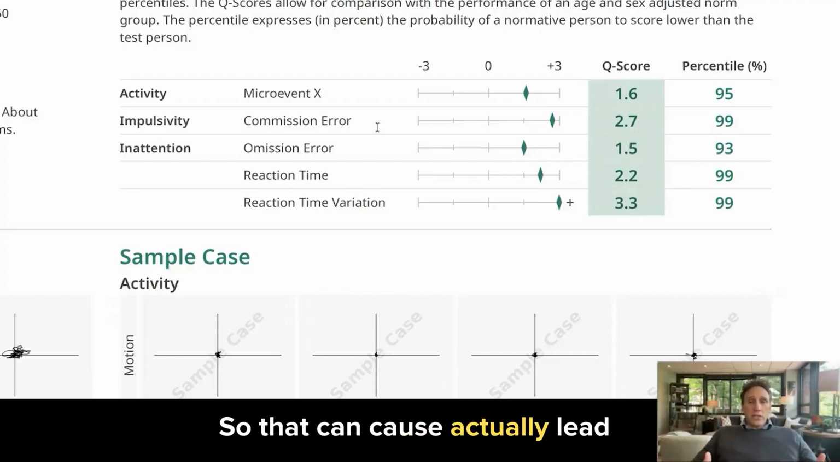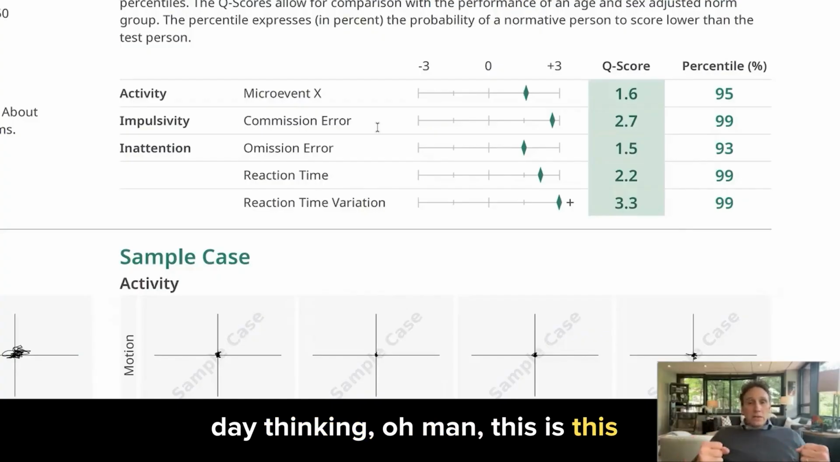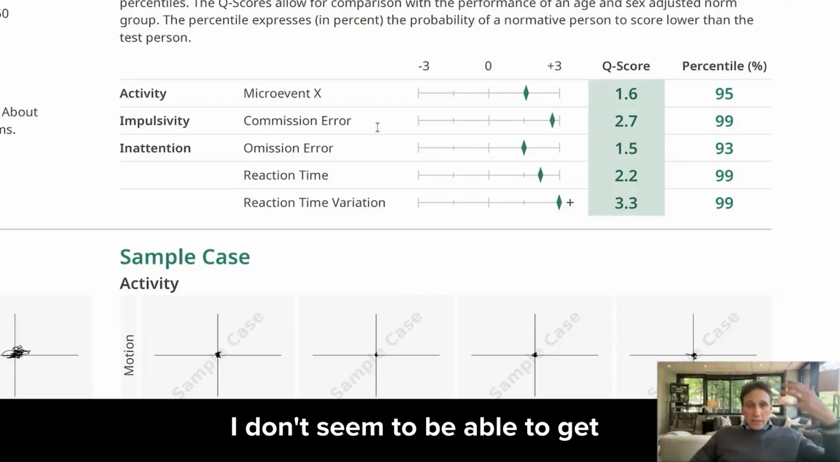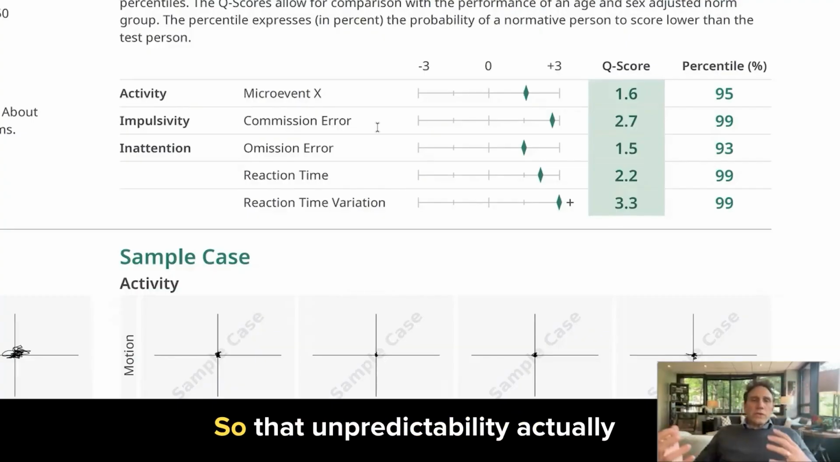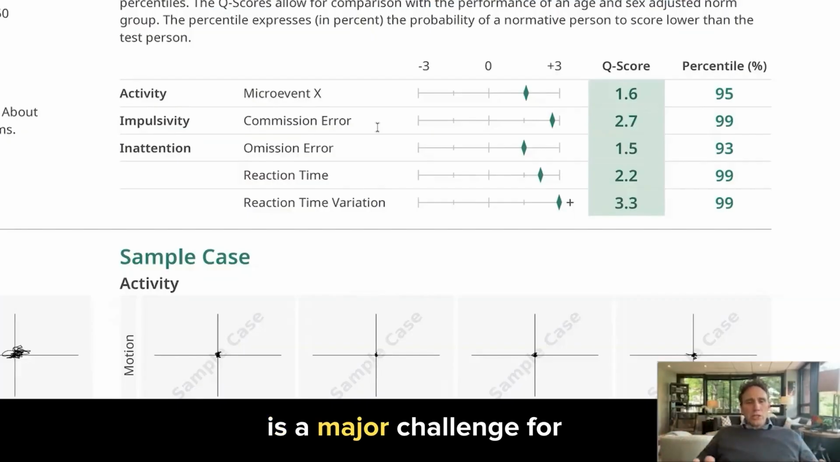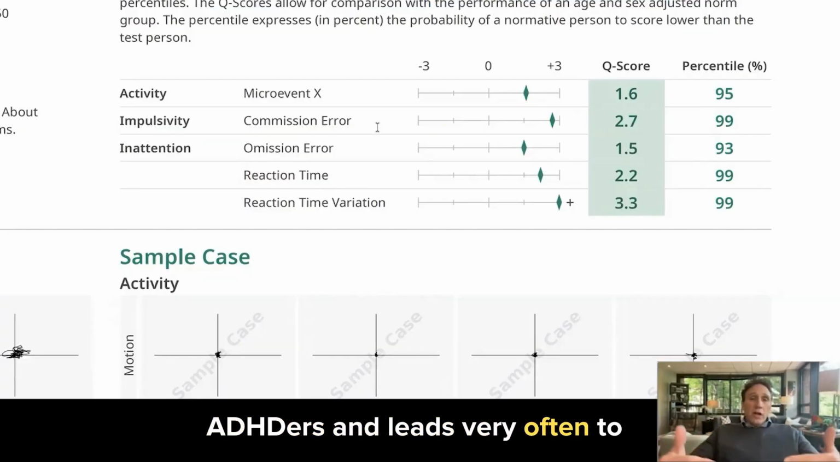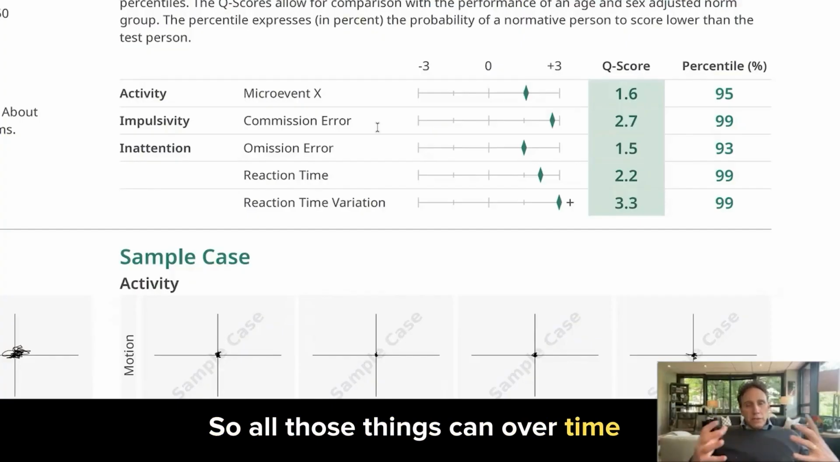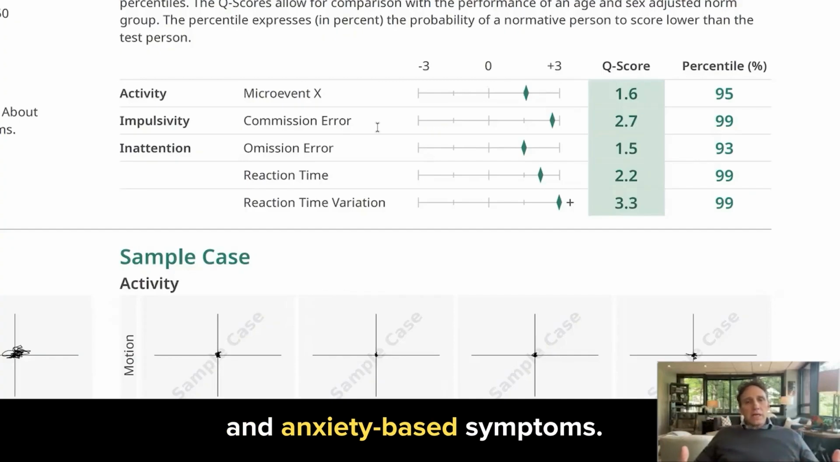So that can actually lead to anxiety or depression just because we don't have control over these instances. So we might walk into work one day thinking, oh man, I've been crushing it lately, I'm gonna get a raise. Or frankly, an hour later feel like, gosh, I'm likely gonna get fired because I don't seem to be able to get things moving. So that unpredictability actually is a major challenge for ADHD and leads very often to self-criticism, judgments, perfectionism sometimes. So all those things can over time lead to depressive symptoms and anxiety-based symptoms.